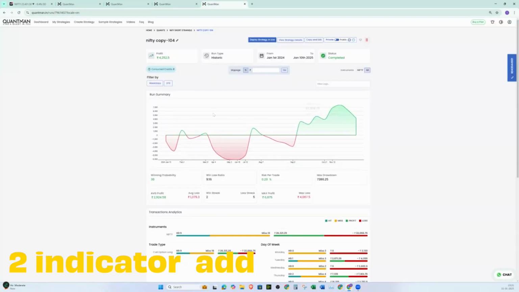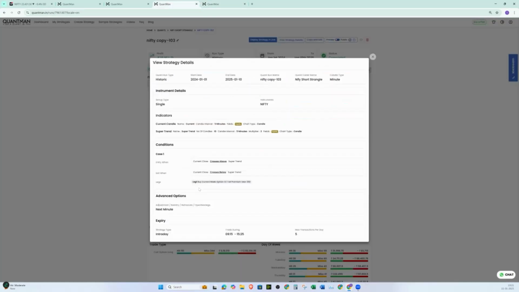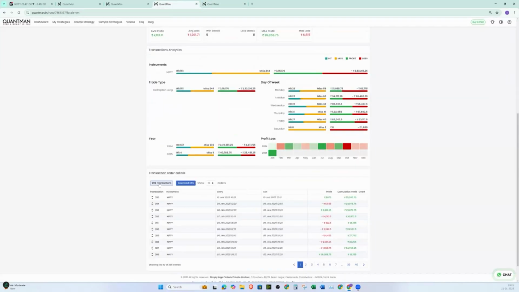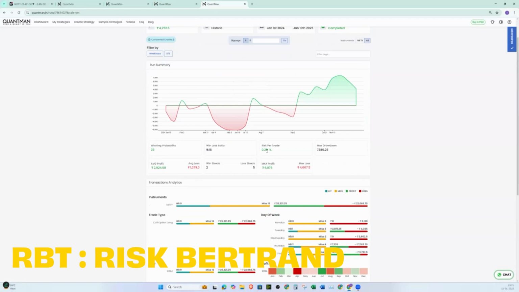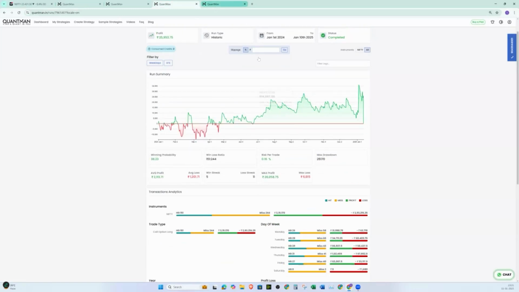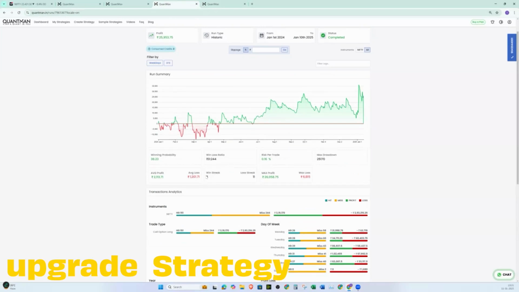With two indicators added, only 25 transactions were done. Only one indicator gives around 395 transactions. With one more indicator, only two indicators added, the transactions are reduced. Okay, RPT, risk per trade, increases, and drawdown goes from 25,000 to 7,000, and even more we need to upgrade the strategy.